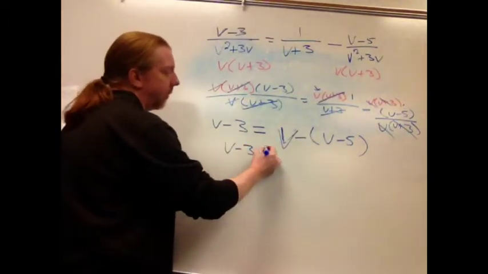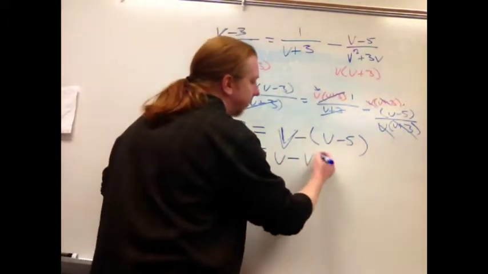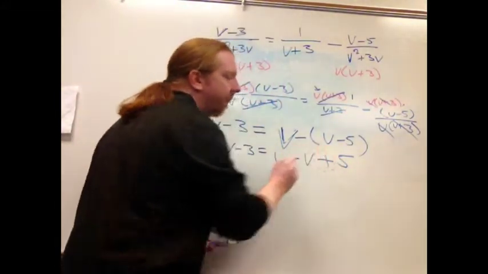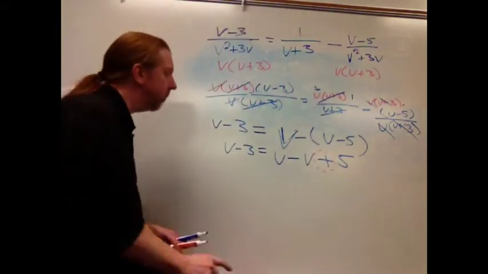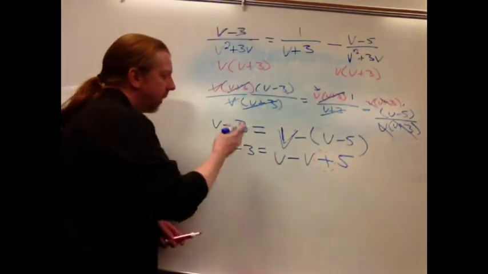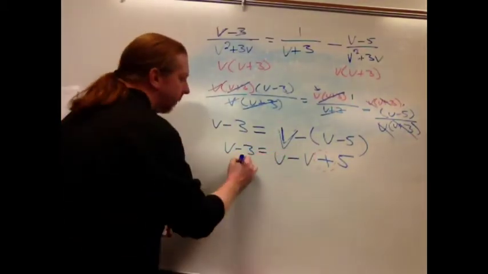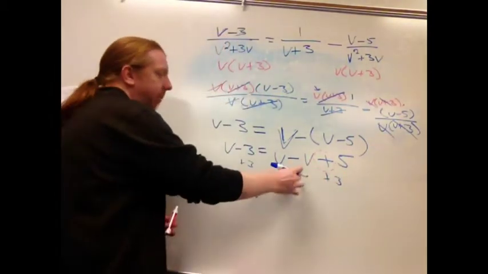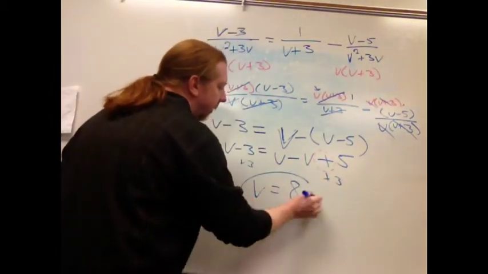So v minus 3 is equal to v minus v plus 5. Now again, watch out for that plus. These are going to cancel. I add my 3 to both sides. And I get v, because these dropped out, is simply 8.